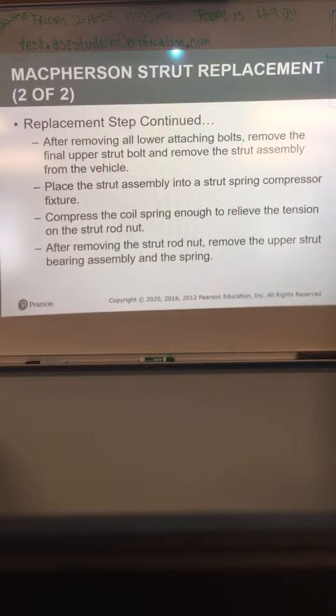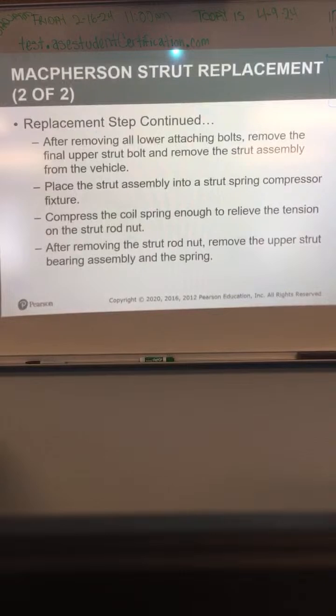The reason is you take 2 of them out, leave 1 loose, okay? So when you disconnect it from the bottom, it doesn't fall out. That way when you get it disconnected from the bottom, you can just reach up, take that bolt or nut out, and then just pull the strut out. Okay? That just keeps it from falling out.